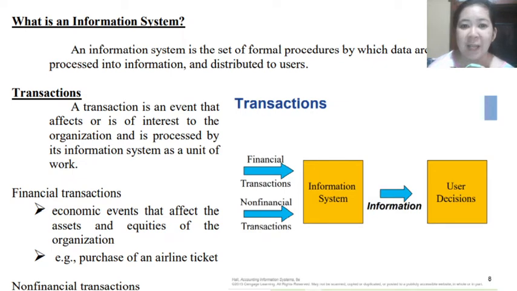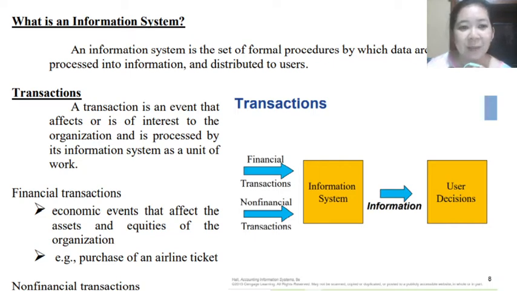Okay, so we have the financial. In a transaction, we can have either financial transactions or non-financial transactions. And then from those transactions, data will be collected and processed. So this is where your information system will come in, okay, to aid in the collecting and the processing of those data. Okay, and then after which it will now become a report that is useful, or in other words, it is now information, okay, and then it will be distributed to the users for decision making.